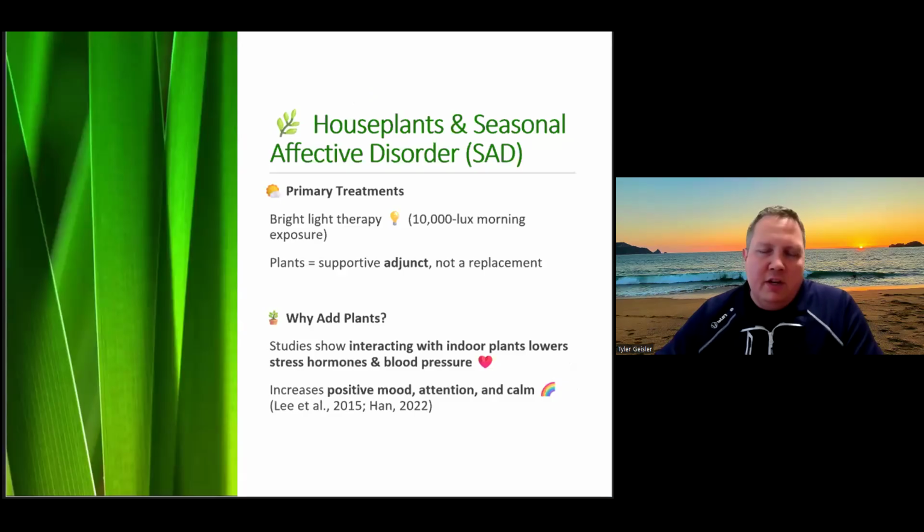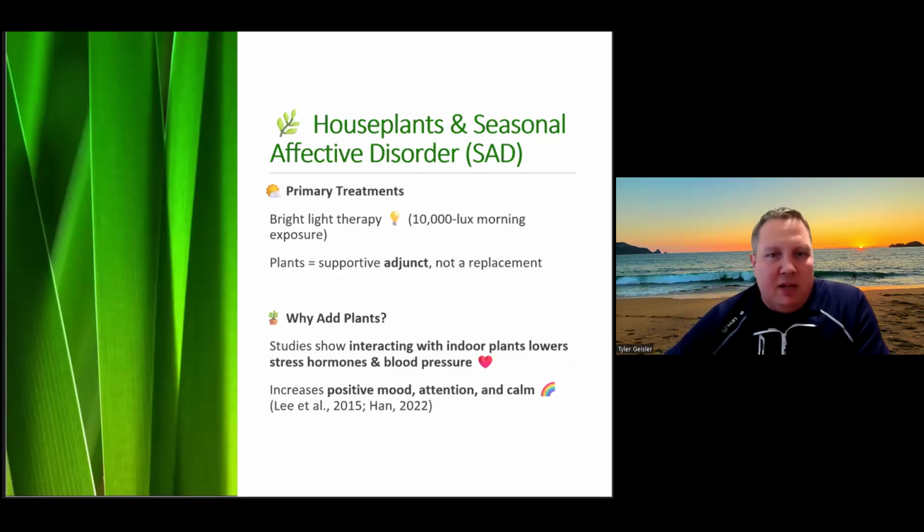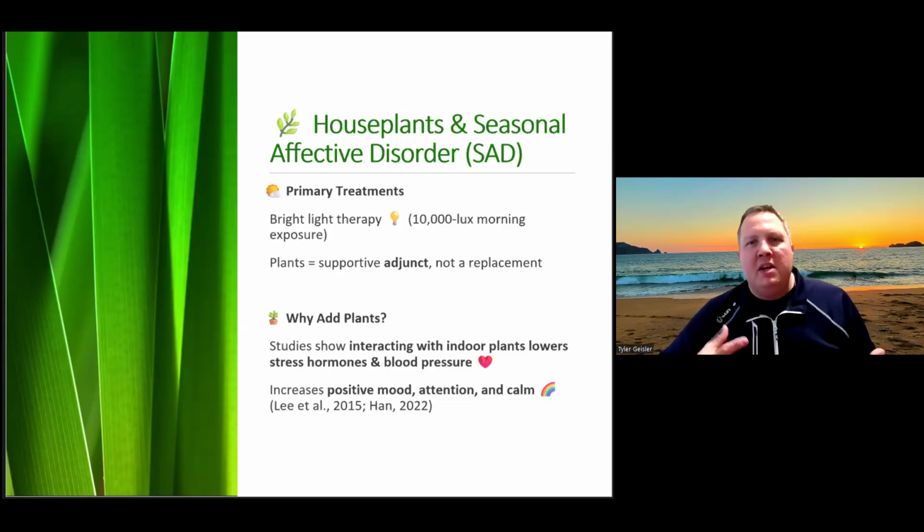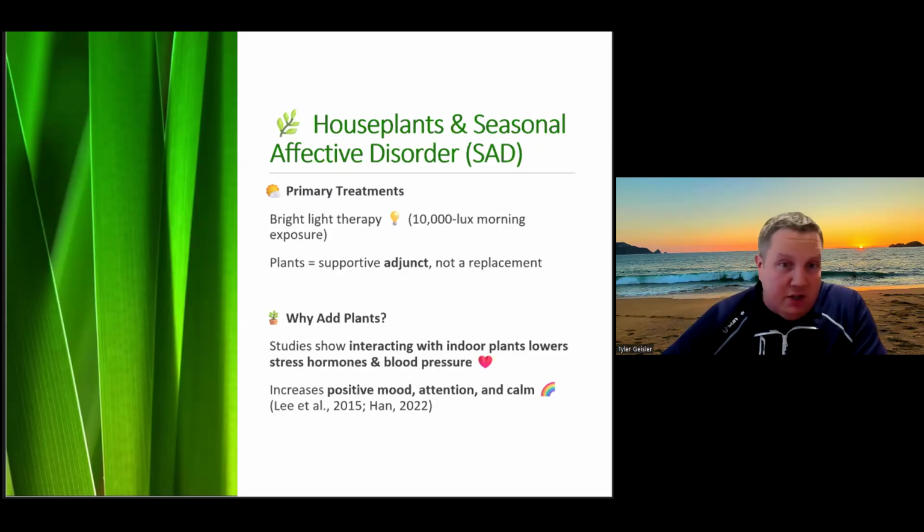Another way that you can intervene a little bit, aside from bright light therapy, is adding plants, right? Studies show interacting with indoor plants lowers stress, hormones, and blood pressure, right? So go to the store, buy yourself some cool indoor plants that you could bring in. Even attending to them will boost your mood, right? Knowing that you have to give them water, take care of them, talk to them, right? Plants can actually hear us and interact with us as well. They are sentient beings.